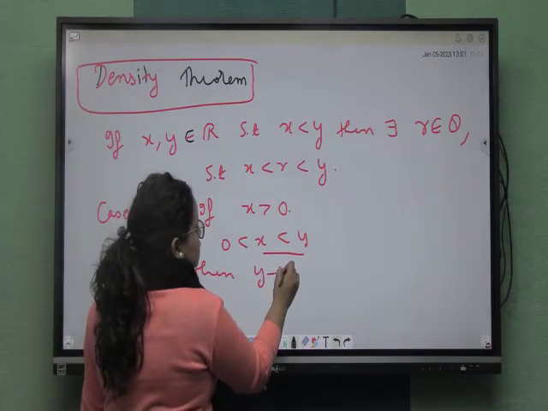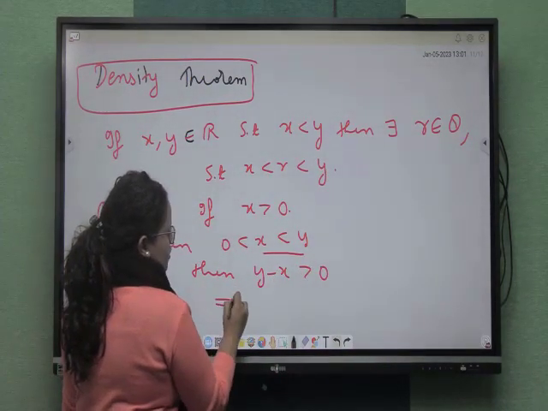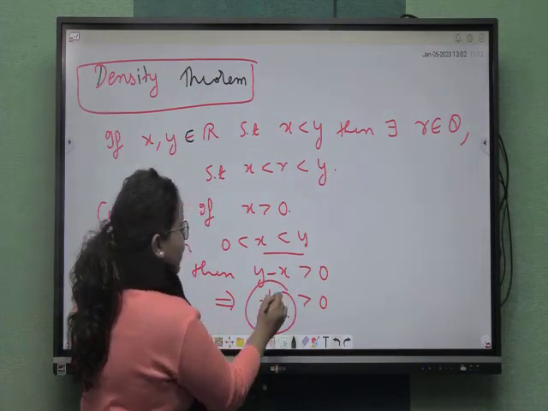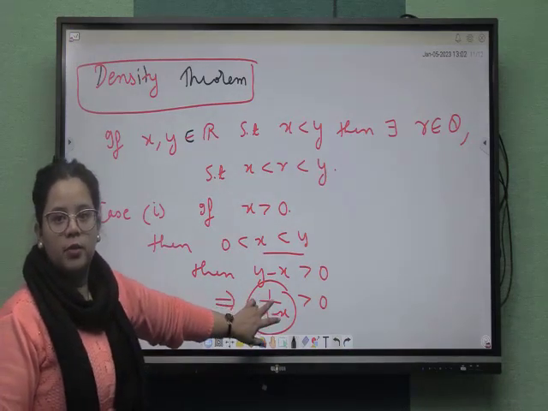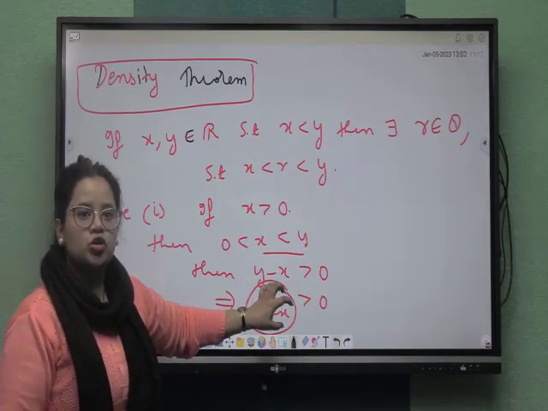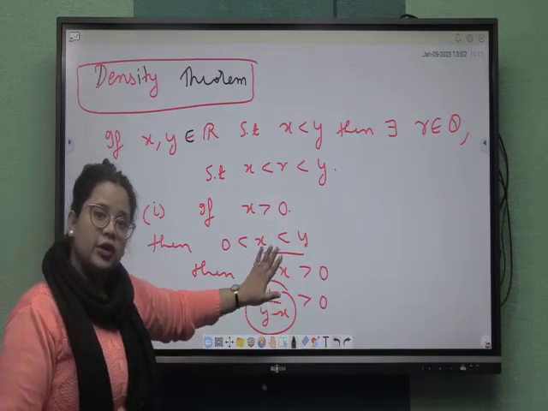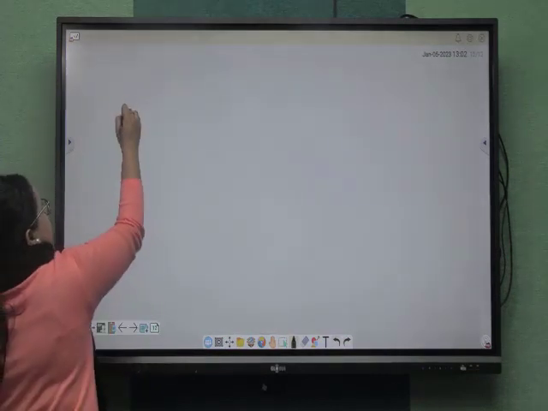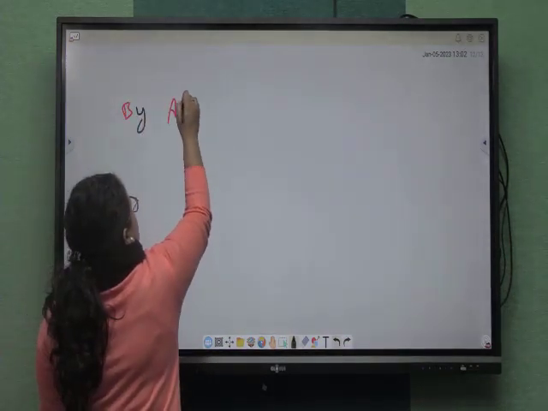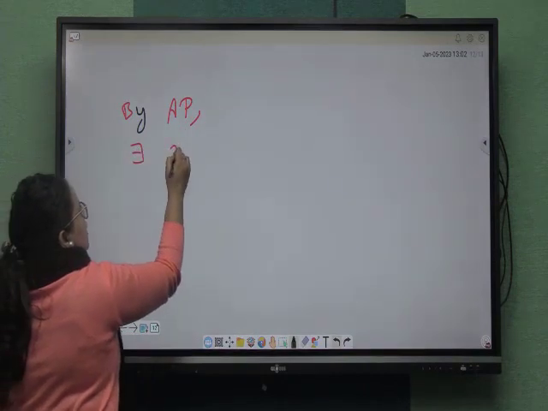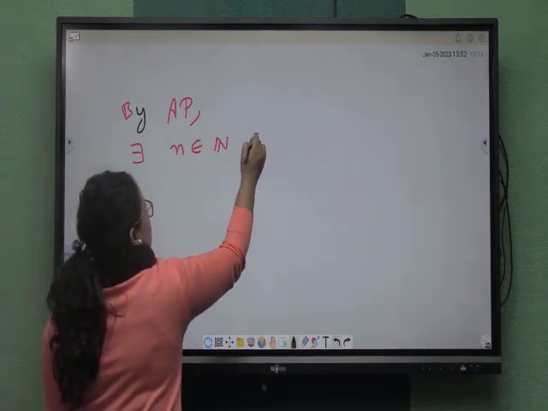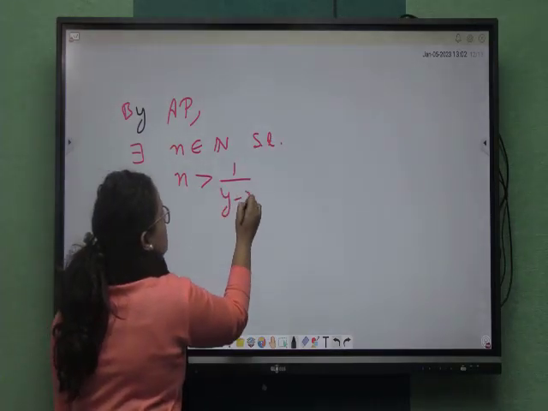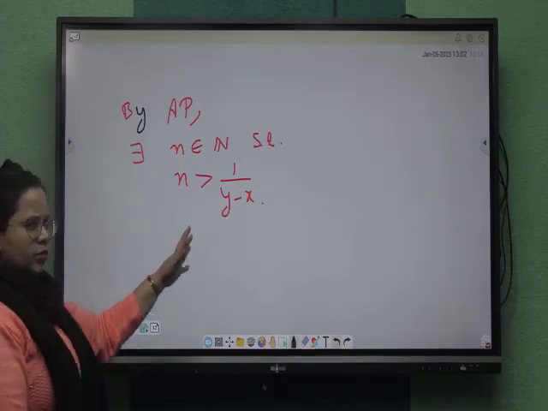y minus x is positive. This implies 1 upon y minus x is also positive. Now I am going to apply my Archimedean property on this number 1 upon y minus x, meaning I will get a natural number which is greater than 1 upon y minus x. So by Archimedean property there exists n belonging to N such that n is greater than 1 upon y minus x. Right?